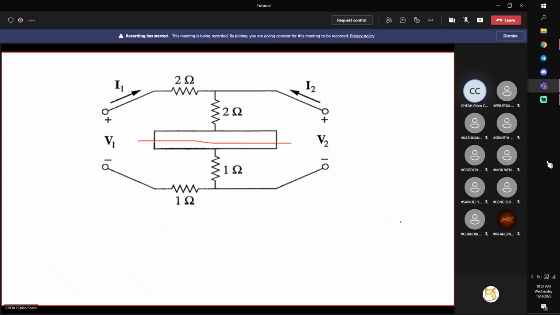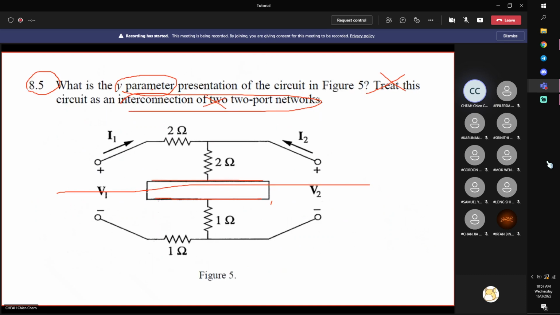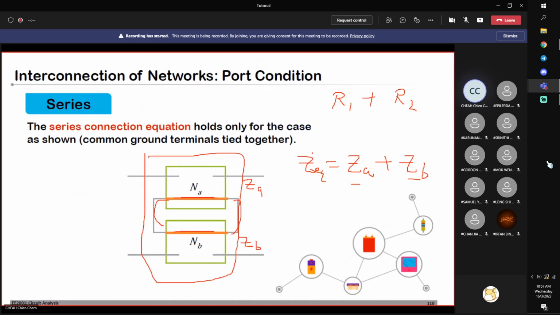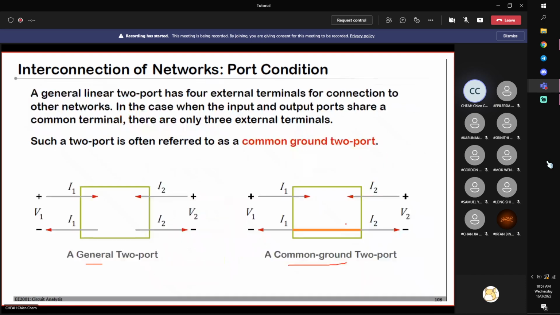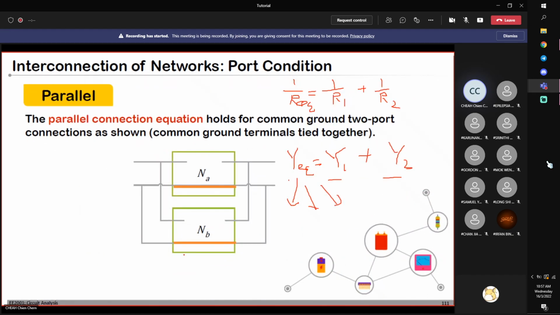Now notice that this question asks you to find the Y parameters, correct? But because they are connected in series, you should use Z parameters. So what we do is find the Z parameters, then convert them into Y parameters. Same thing if your question has a parallel combination: if you want Z, you still model it as Y, then convert it into Z. It can also be converted into hybrid or ABCD, the transmission parameters.